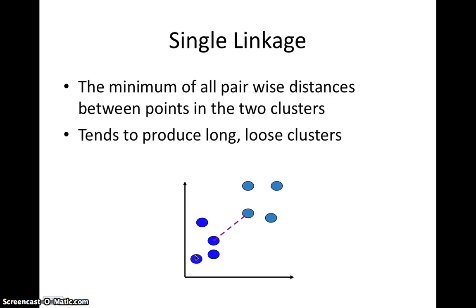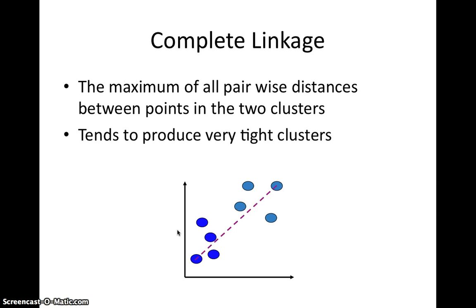There are three linkage methods. One is the single linkage method, where the minimum of all pairwise distances between points in two clusters is used. They tend to produce long and loose chains of clusters. Then there's the complete linkage method, where the maximum of the pairwise distances between two points is used. So the farthest point here and the farthest point here, that separate the two clusters, will then be used to join the two clusters together. They tend to produce very tight clusters.